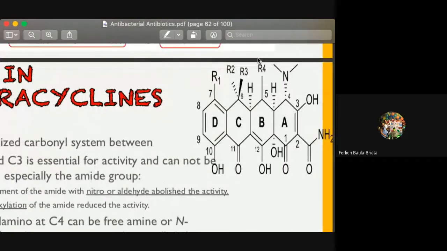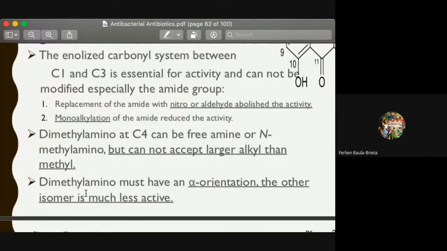Kaya hindi siya replaceable. If we would know that a certain carbon or certain part of your drug is replaceable for betterment or for improved activity of the drug, it has letter R. So it means to say R is ready for alkyl substitution or any addition that would enhance or upgrade the drug. So dimethylamino must have an alpha orientation and the other isomer is much less active.